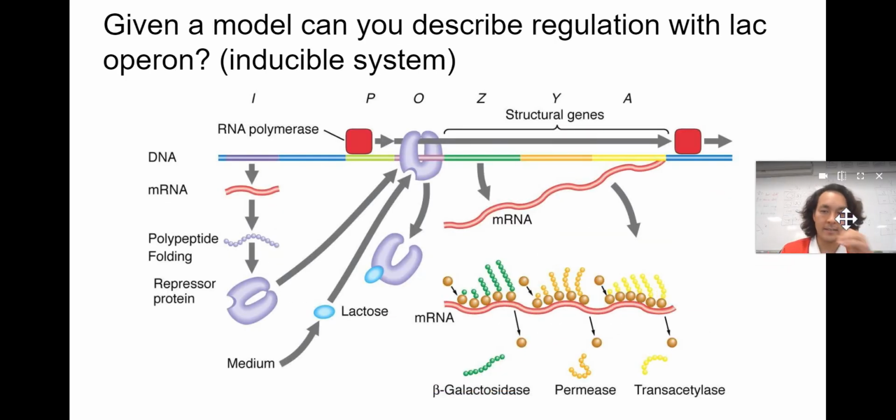Okay, here is the lac operon. This is called an inducible system, or one that can be turned on. So can you model what's going on here? Take a second, pause the video, see if you can figure out what's going on. All right, I hope you're able to model.